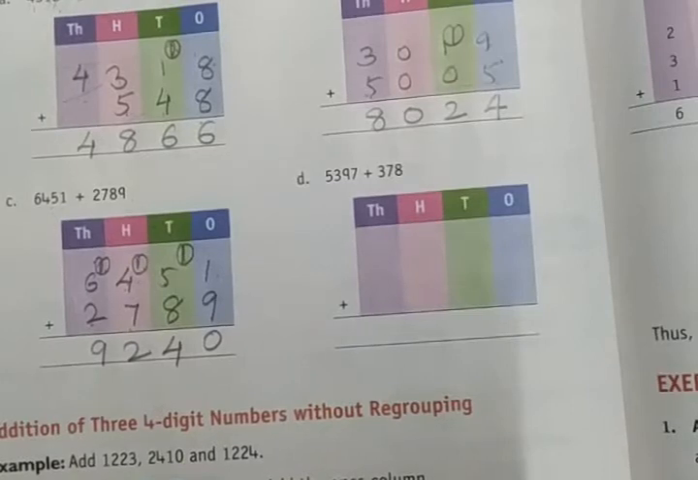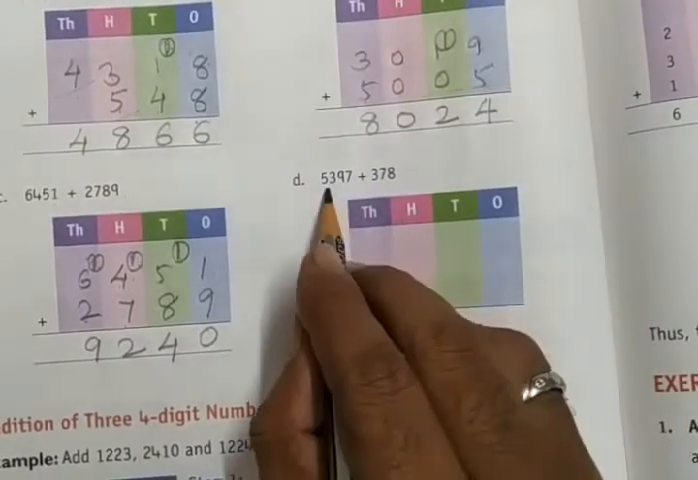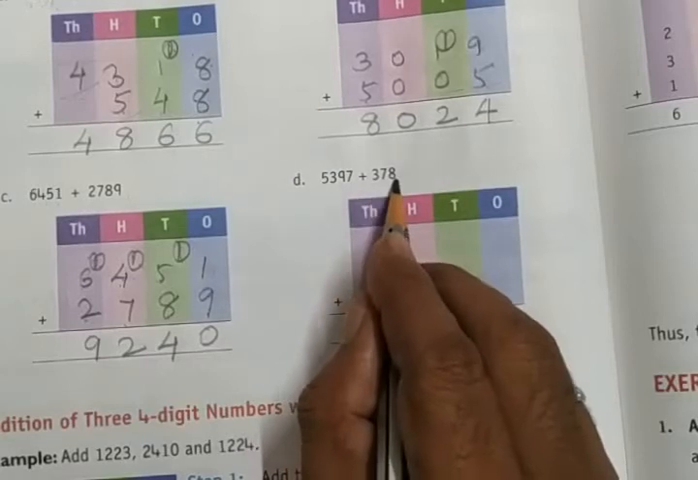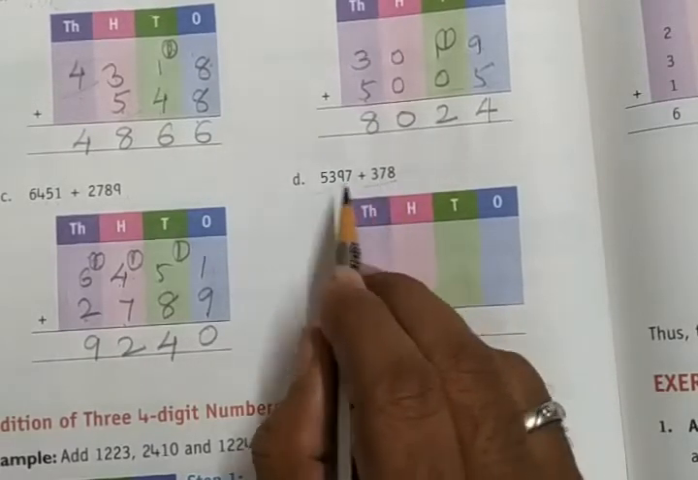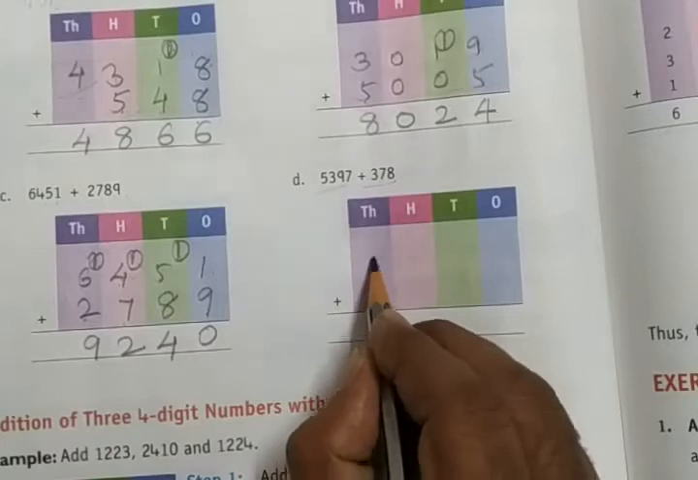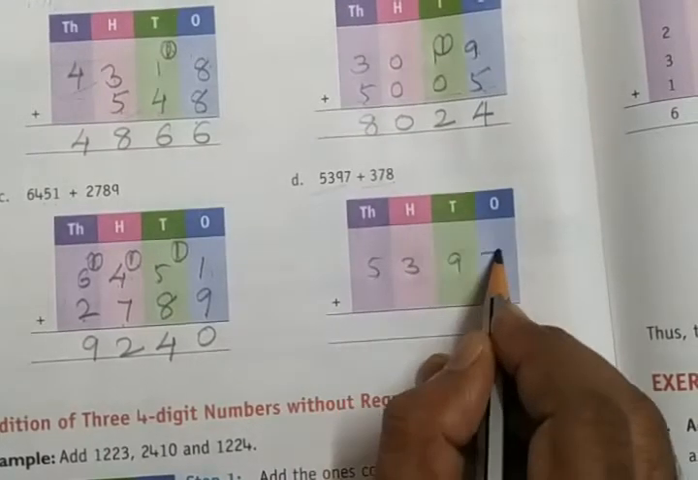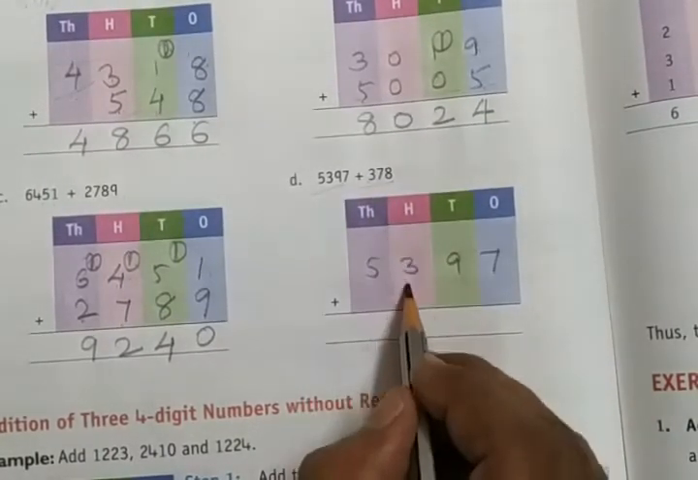Okay. Clear. So here 5397 plus 378. This is a 3 digit number, this is a 4 digit number. Be careful. Okay. 5397. So 300 means I have to start from the 100th column.